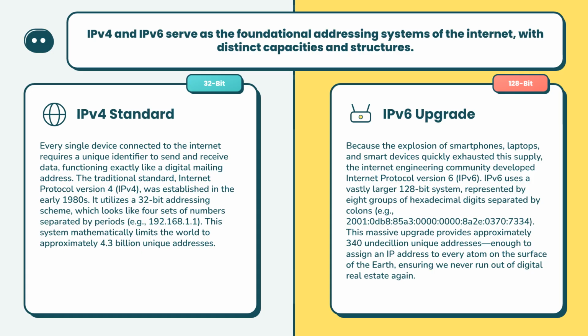The internet relies on addressing systems to identify devices. While IPv4 uses a 32-bit scheme with a limited set of addresses, the newer IPv6 system uses 128 bits, providing a virtually infinite supply of unique identifiers for all our devices.